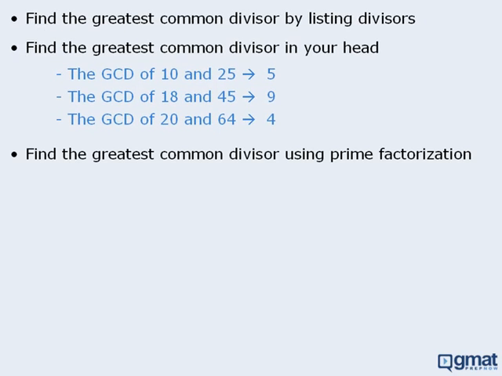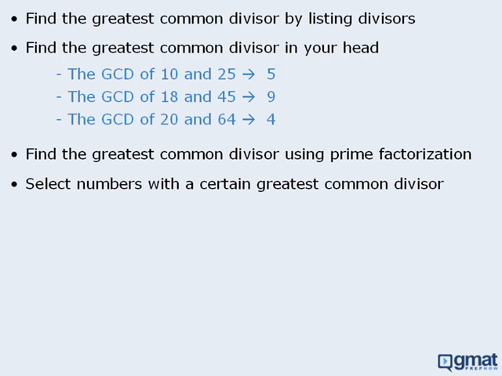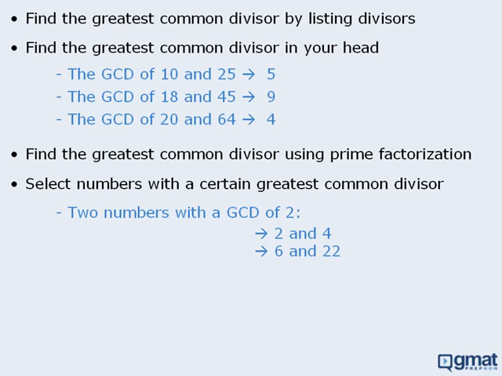Another important skill you need is the ability to find the greatest common divisor using the prime factorization technique. And finally, you must be good at selecting pairs of numbers that have a certain greatest common divisor. For example, what are two numbers with a greatest common divisor of 2? Now, there are a lot of number pairs that meet this condition. Can you think of any? Well, how about 2 and 4? They have a greatest common divisor of 2. Or perhaps we could have chosen 6 and 22.